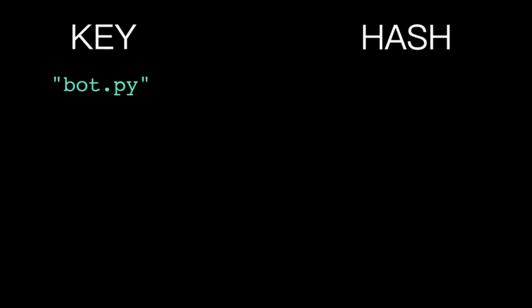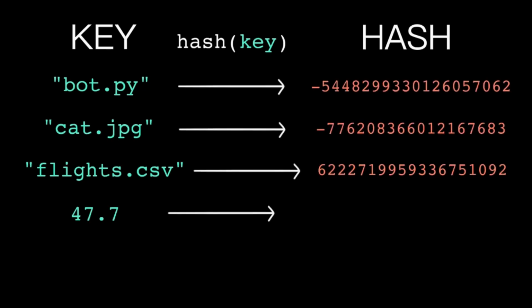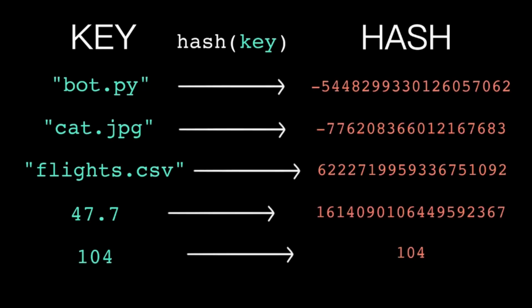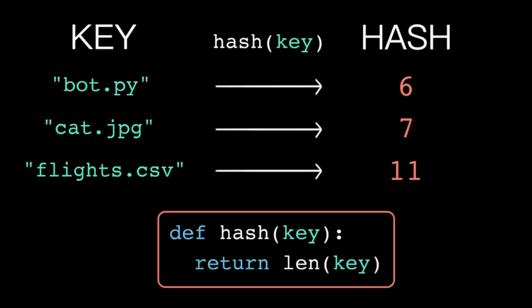Now, Python, of course, uses a sufficiently complex and well-studied algorithm for its hash function that works on any immutable data type. But for now, let's assume something a bit simpler, so it's easier for us to trace. Let's say our simplified hash function that only works on strings just returns the length of the key.